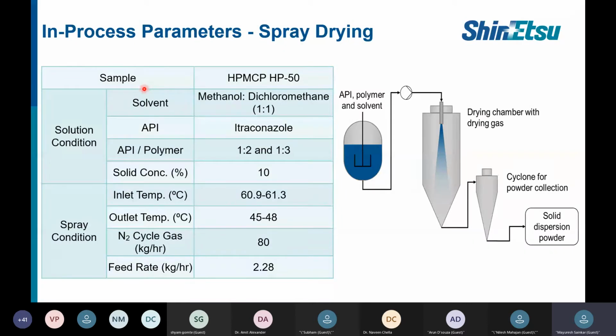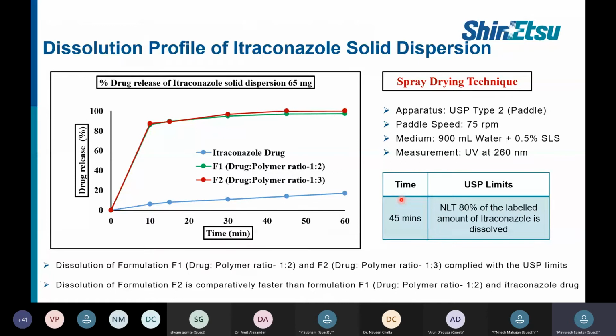And the spraying conditions, as I explained previously, are mainly the inlet temperature and outlet temperature, which you need to control, and they have an impact on the yield of your product. Then also the nitrogen cycle gas, the pressure in kg per hour, is mentioned along with the feed rate. The feed rate seems to be low because the batch size was also smaller, and that could be the reason. Otherwise, it is very much optimum as far as the trial is concerned. Now let us see how it improves the dissolution profile in comparison to the spray granulation method.